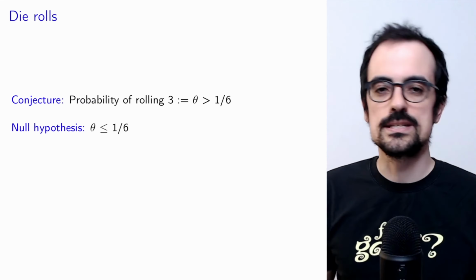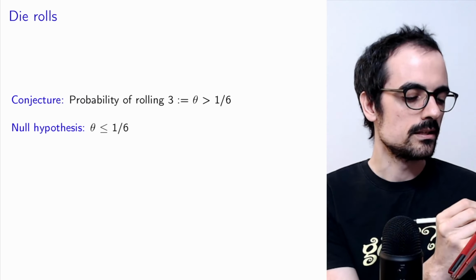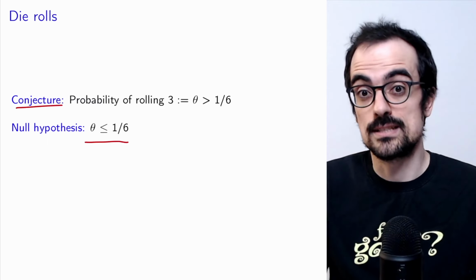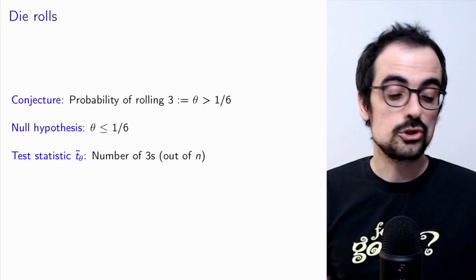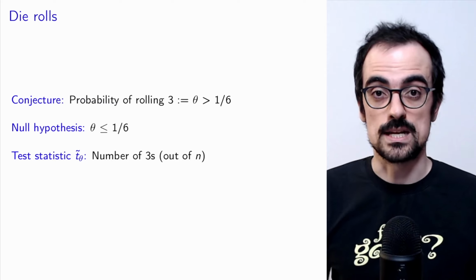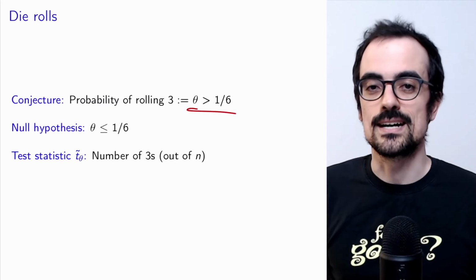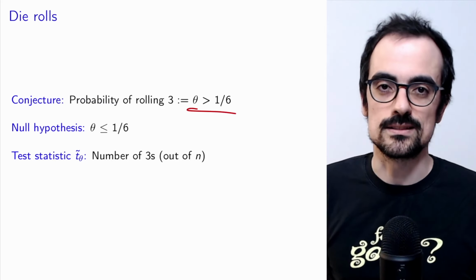Here, the null hypothesis is very natural. The null hypothesis is that this probability is smaller or equal to 1 over 6, as opposed to being greater than 1 over 6. So you can clearly see that it contradicts the original conjecture. Now the test statistic should be large if the conjecture holds and if the null hypothesis does not hold. So it's very natural to choose the number of threes. If the number of threes is large, that probably indicates that indeed theta is greater than 1 over 6.